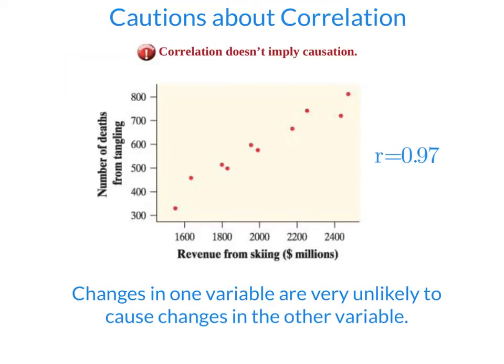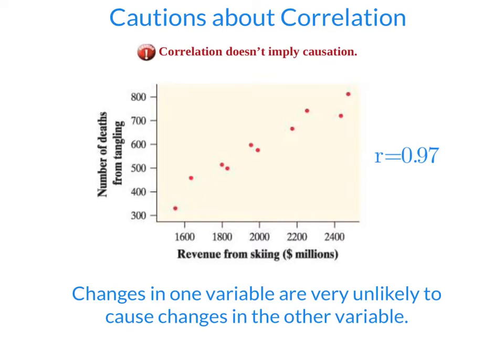So we know that correlation is a great way to measure a linear relationship between strength and direction, but it's kind of finicky. It's got some limitations. It can't do everything. It's not a panacea for all of your statistic woes. So I'm going to share with you a couple of cautions about correlation.